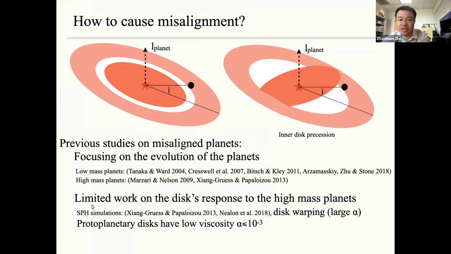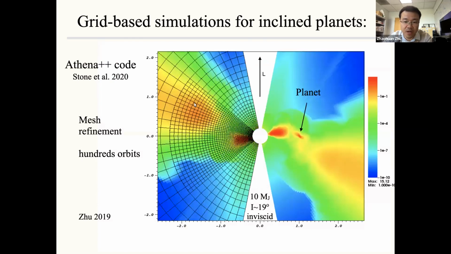As we know, protoplanetary disks have relatively small viscosity, small alpha. So we want to study how small alpha disks could lead to disk breaking. This is an Athena++ simulation with mesh refinement with a misaligned planet. The planet is still at the mid-plane of the computation domain, while the disk is misaligned.